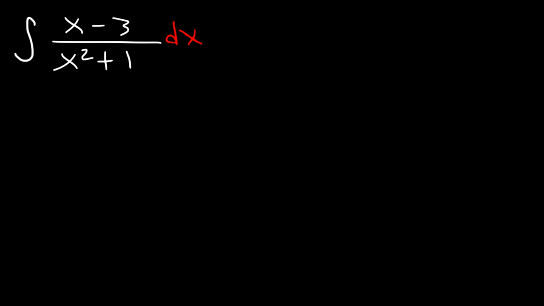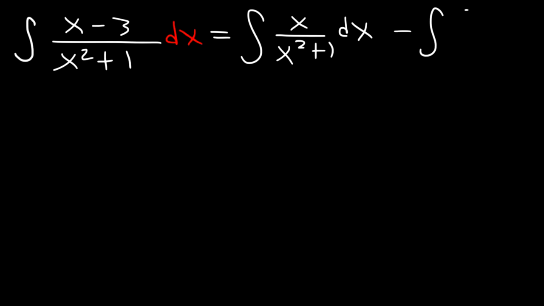In this particular problem, we need to split it into two integrals. X over x squared plus 1, which we can use u-substitution to get the answer. And negative 3 over x squared plus 1 dx.